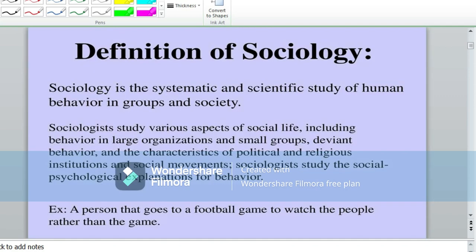Definition of sociology. It is the scientific study of human behavior in groups and society. It is taken as the behavior of society when an individual interacts with society, and what action he takes becomes his reality.